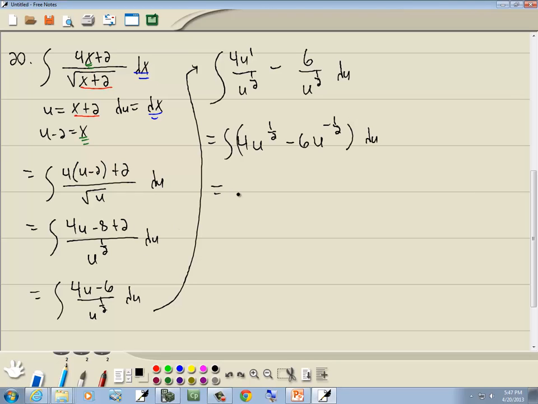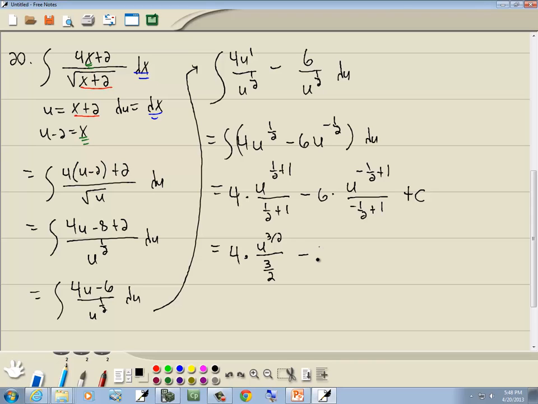Well, now we're ready to add 1 to our power and divide by our new power. So we've got 4 times u to the 1/2 plus 1 over 1/2 plus 1, minus 6 times u to the negative 1/2 plus 1 over negative 1/2 plus 1, plus c. Add 1 to your power, divide by your new power. 1/2 plus 1 is 3/2, so we got u to the 3/2 over 3/2, minus 6 times, negative 1/2 plus 1 is 1/2, so we got u to the 1/2 over 1/2, plus c.